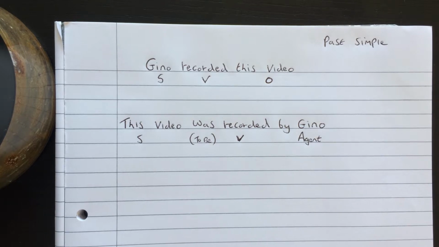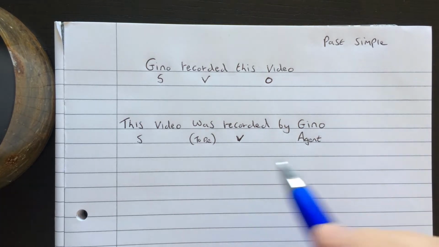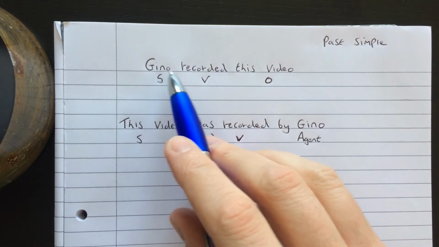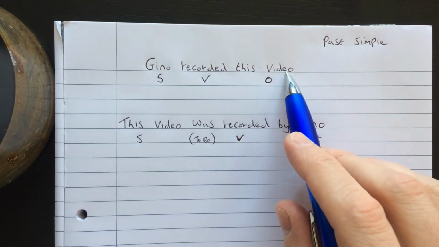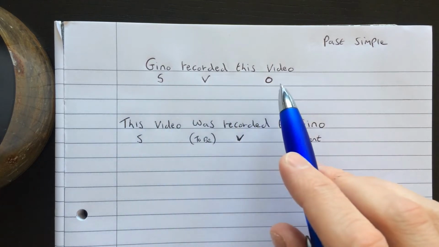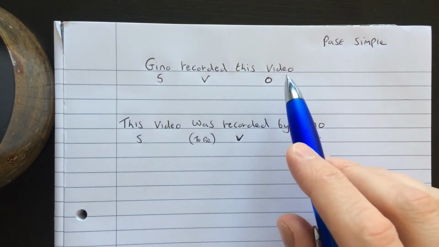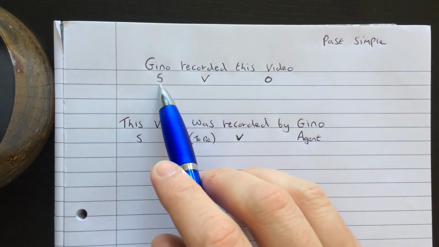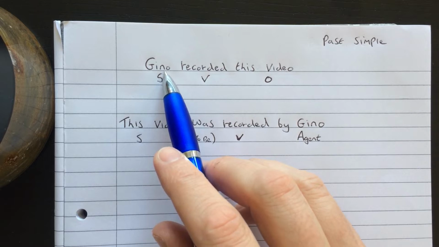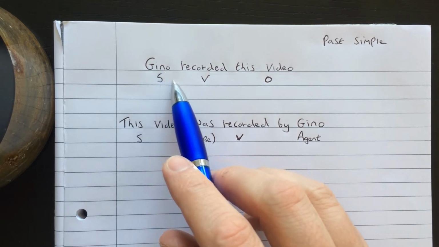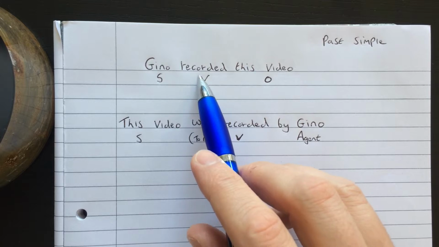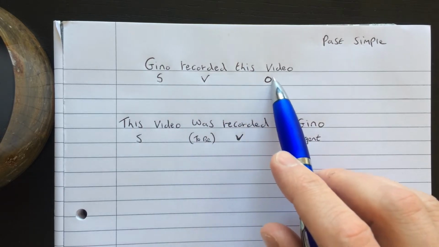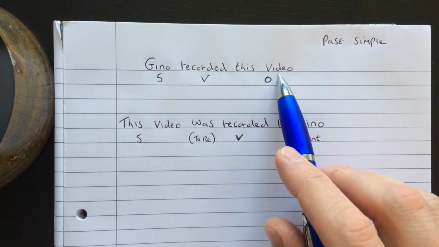And to do this, I'm going to use a pen and a piece of paper. Let's get into it. Okay, so I've written down an example sentence here. And the sentence is, Gino recorded this video. Now this sentence at the top is in the active voice and it is in the past simple tense. So you can see that we have the subject at the beginning of the sentence, which in this case is me, Gino. Then we have the verb, recorded, and then we have the object, which is this video.